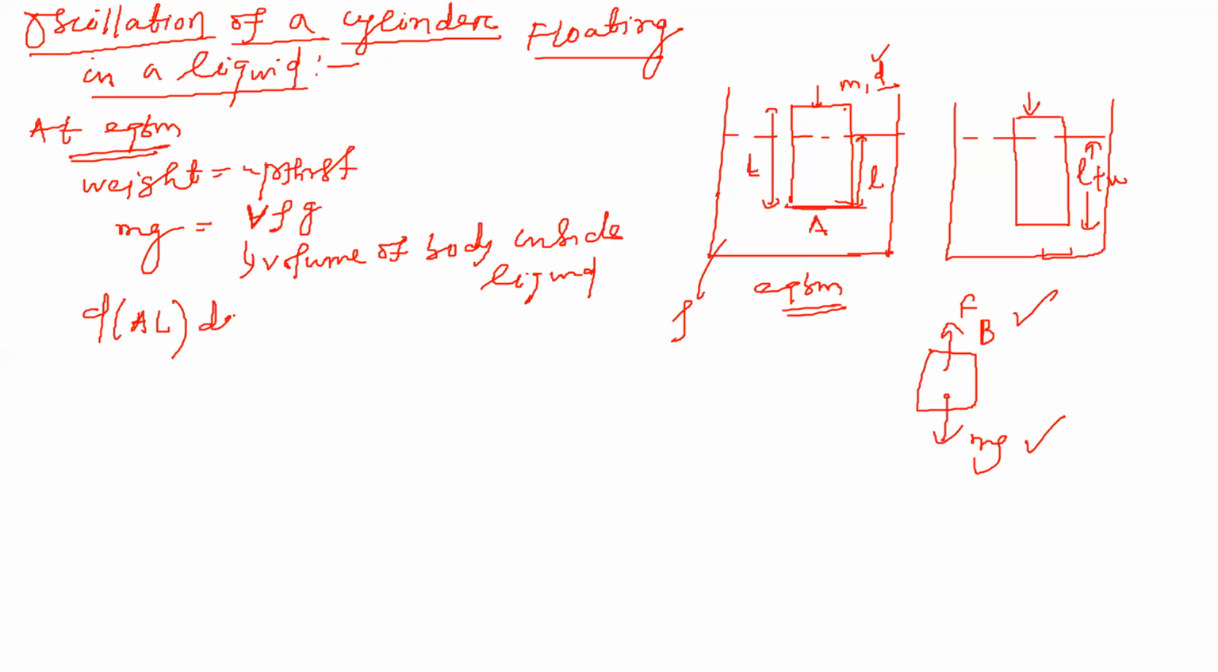Correct. Into dg, that is equal to... volume is also A into L, small l. Why? Because small l is inside, na students, at equilibrium. Small l is inside, na? So what is the volume of the inside part? It is A into L.